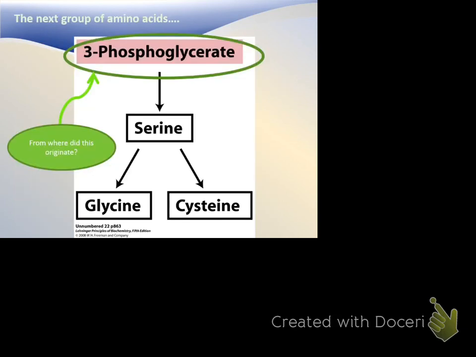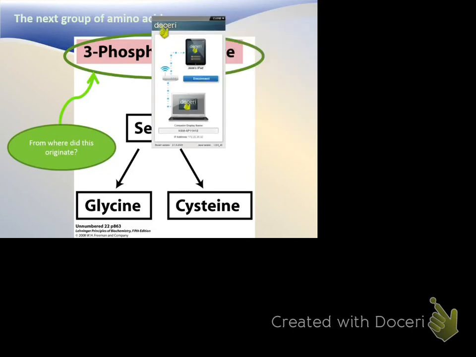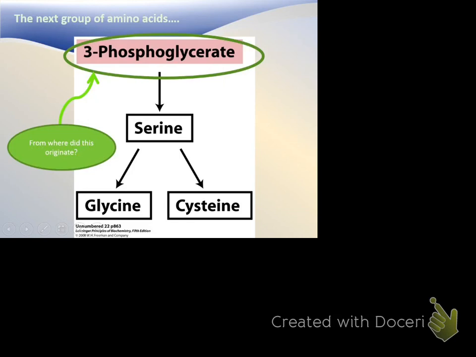Okay. All right. So the next group of amino acids are going to come from 3-phosphoglycerate, and that's serine, glycine, and cysteine. Okay, and serine, glycine, and cysteine.